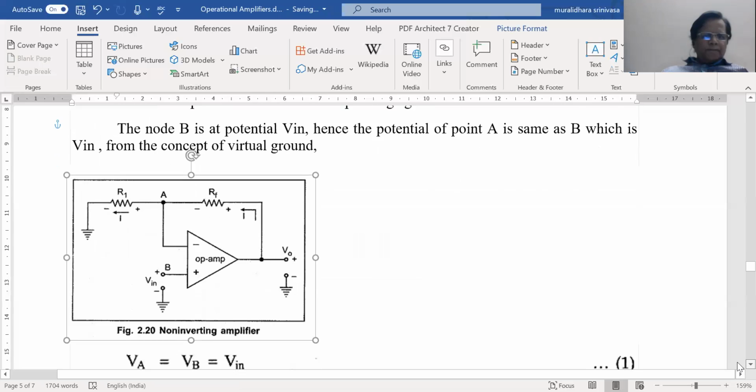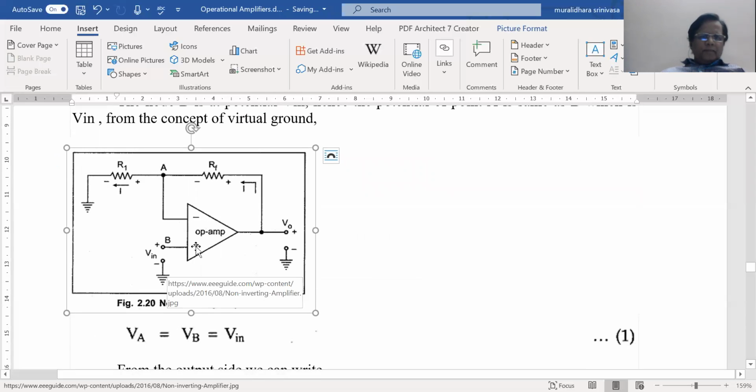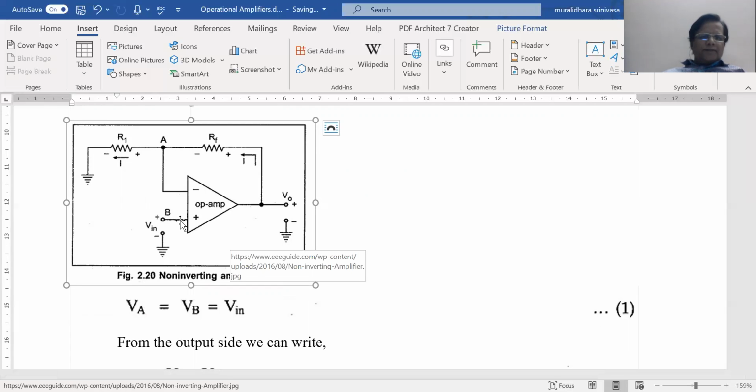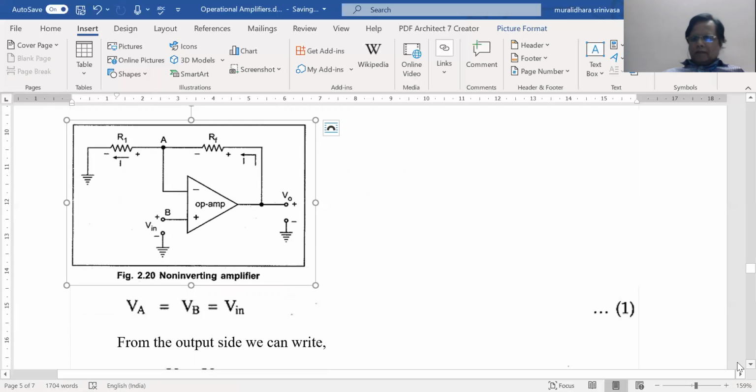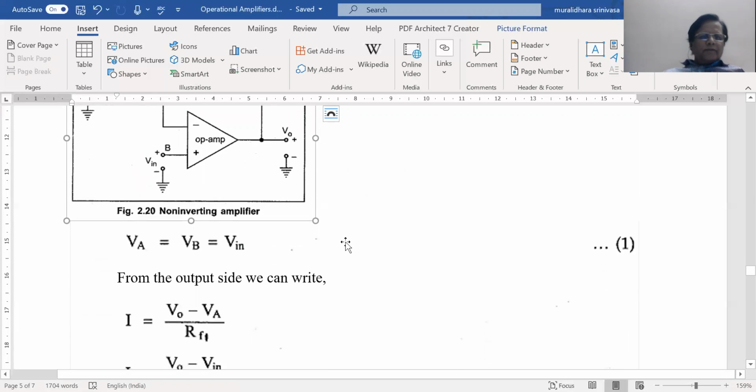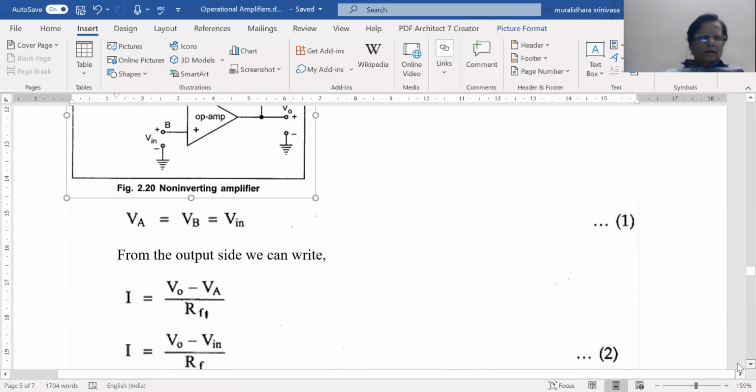Now what is happening? This is V out. This is the input signal V in. Now what happens? This end is grounded. So at the virtual ground, VA is the potential. Since gain is assumed to be infinity, the input signal should be 0. Therefore, VB should also be equal to 0. Sorry. Yeah, VA is equal to VB. VB is equal to, therefore, Vin.